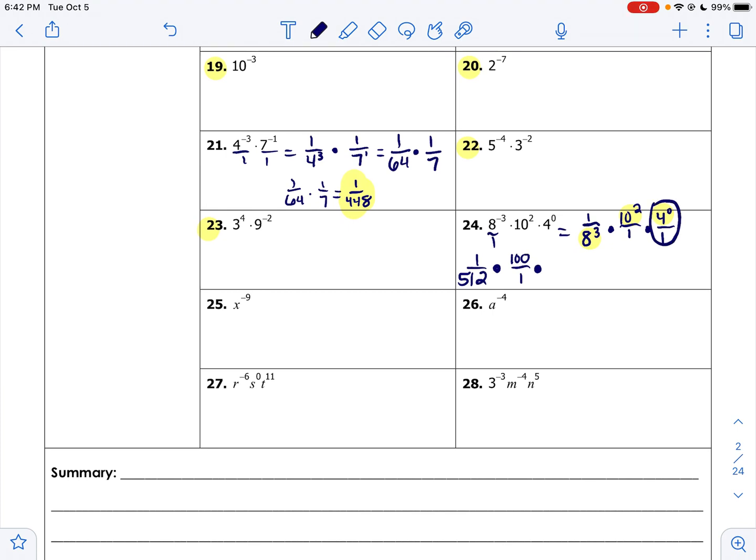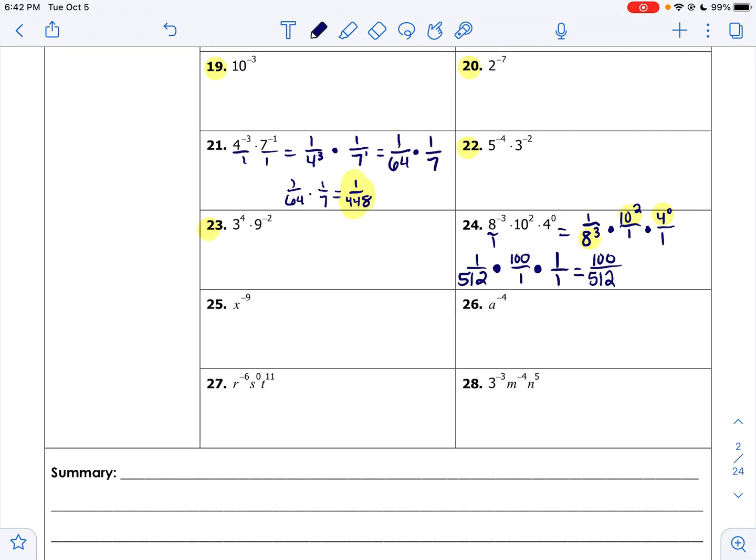Times this last piece here. Remember, that's going to be our 0 rule. So anything to the 0 power is 1. So 4 to the 0 power is 1 over 1. And then we can multiply straight across. So 1 times 100 times 1 is 100. 512 times 1 is 512.